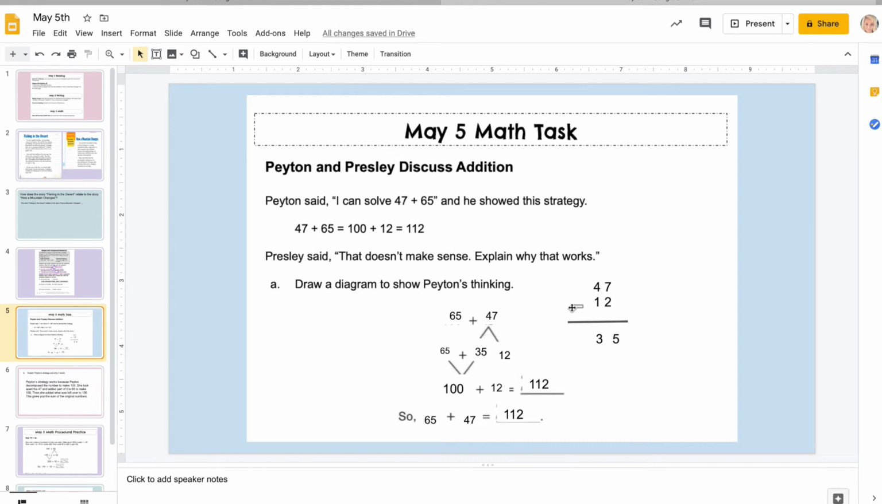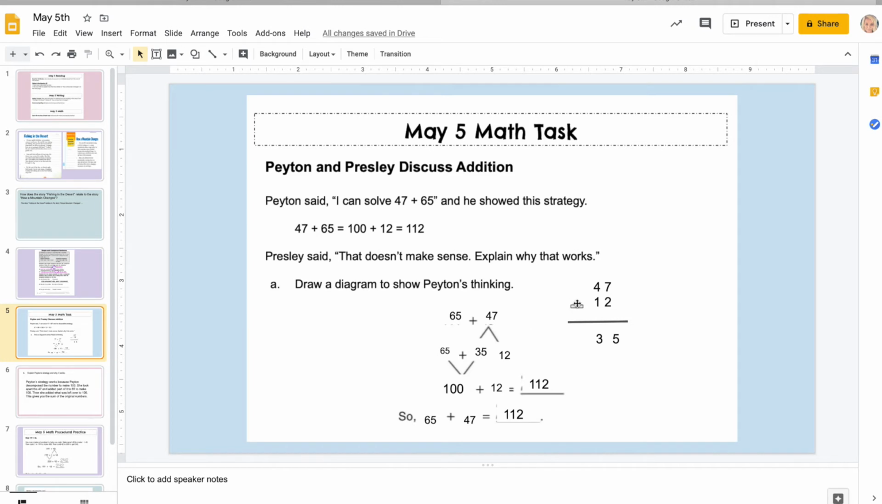So we know there are 12 left because Peyton added the additional 12 here. So the first thing we're going to do is take 47 and subtract 12 from that. So there we're finding the difference. The difference there is 35. So that's telling us that 65 plus 35, the sum of that is 100.